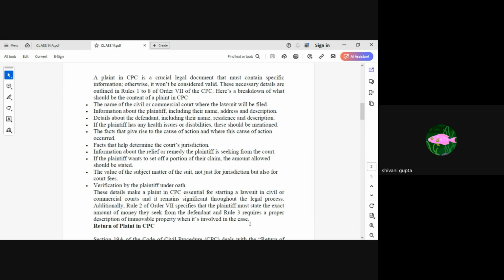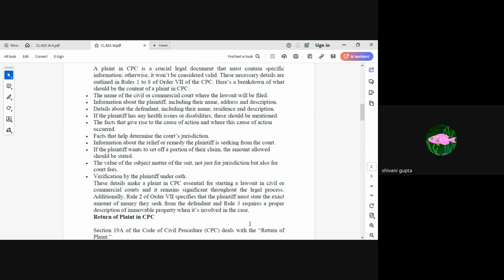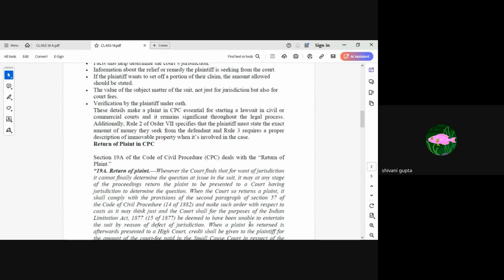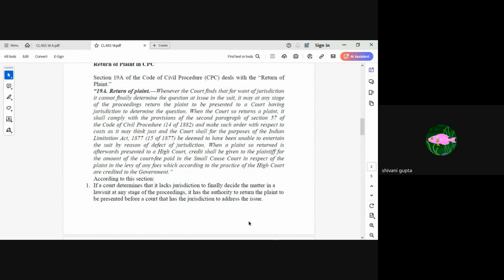These are the details that make a plaint essential in a lawsuit in the civil and commercial courts. And rule number 2 also specifies that they must state the amount of money they are seeking from the defendant. Now there is the return of the plaint. Return of the plaint is under section 19A. Section 19A is also mentioned on your slide. I think it is visible to you all.